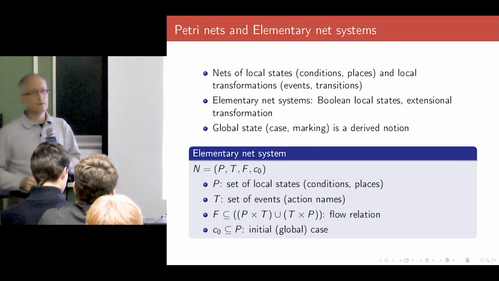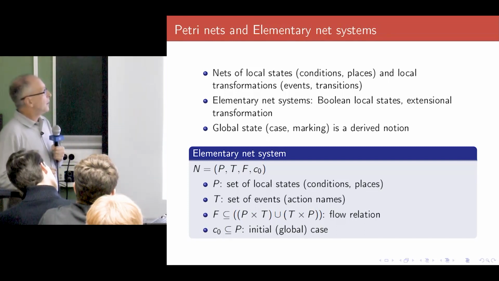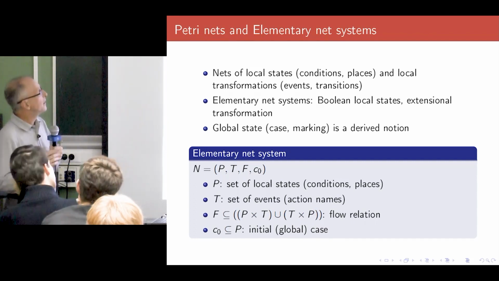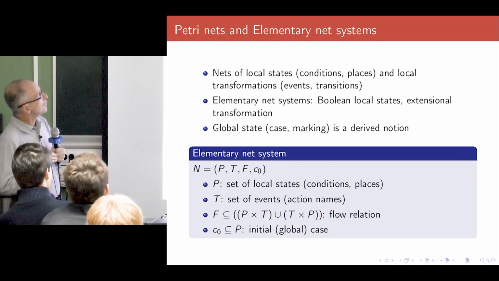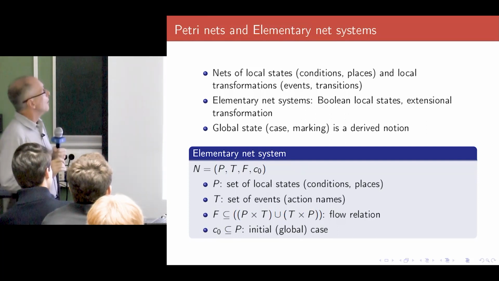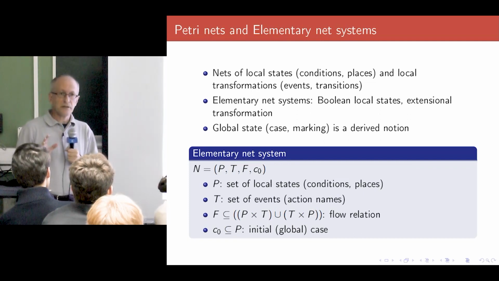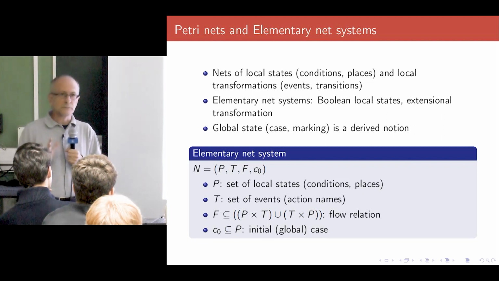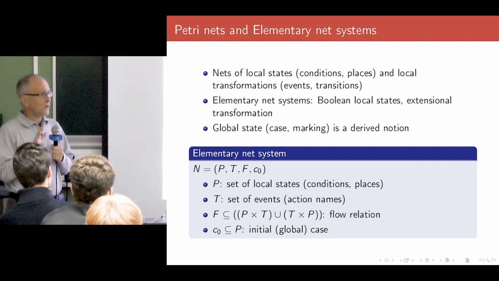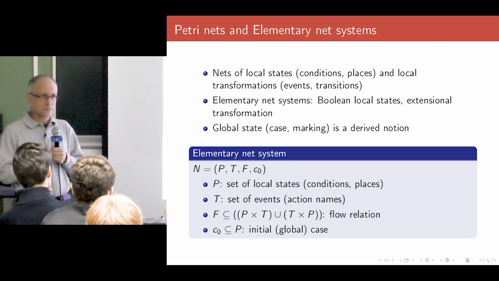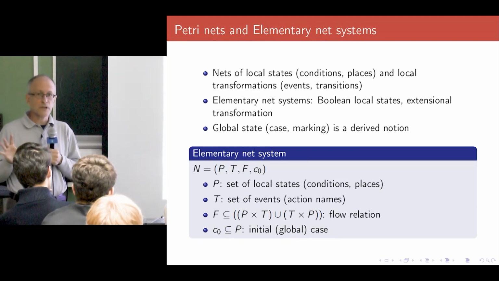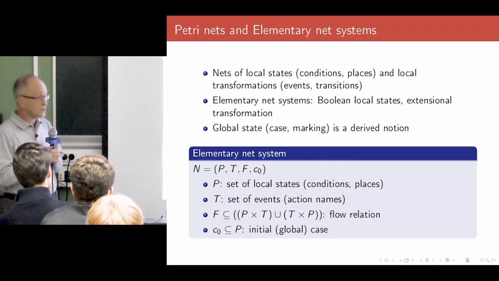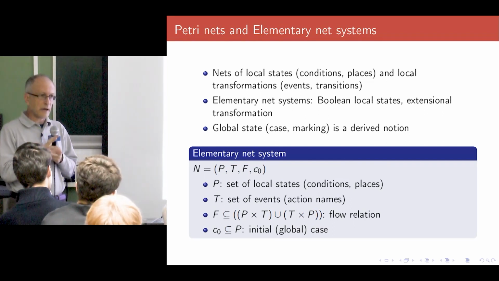So among the many formal models available, I will use Petri nets, and more specifically, a type of Petri nets which is called elementary net systems. Now, in general, a Petri net is an object which is made of two kinds of basic elements: local states and transformations of states.